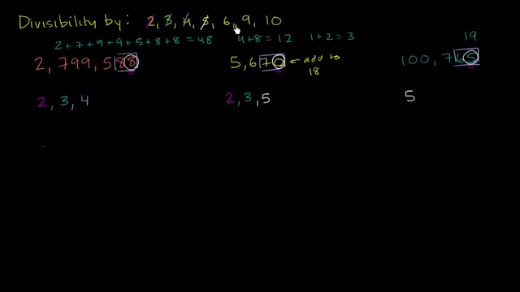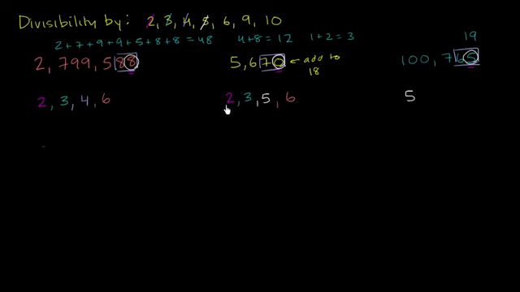Now the number 6. The simple way to think about divisibility by 6 is that you have to be divisible by both 2 and 3 in order to be divisible by 6, because the prime factorization of 6 is 2 times 3. So here we're divisible by 2 and 3, so we're going to be divisible by 6.